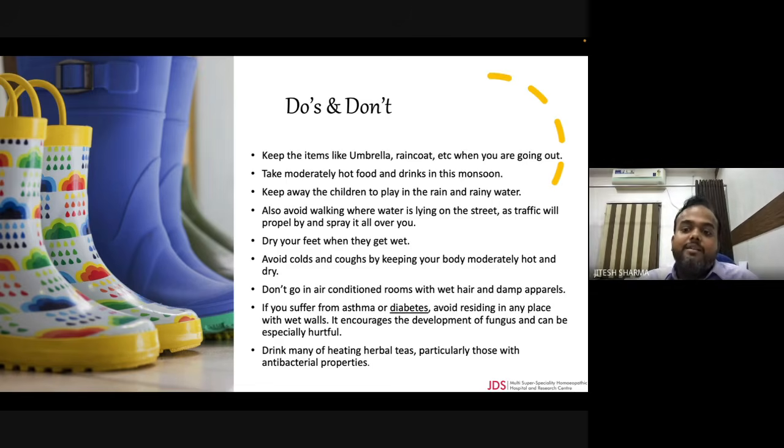Avoid colds and cough by keeping your body moderately hot and dry. So don't go into AC rooms with wet hair and damp apparel. If you suffer from asthma or diabetes, avoid residing in any place with wet walls. It increases the development of fungus and can be especially hurtful. Drink herbal teas, particularly those with antibacterial properties.